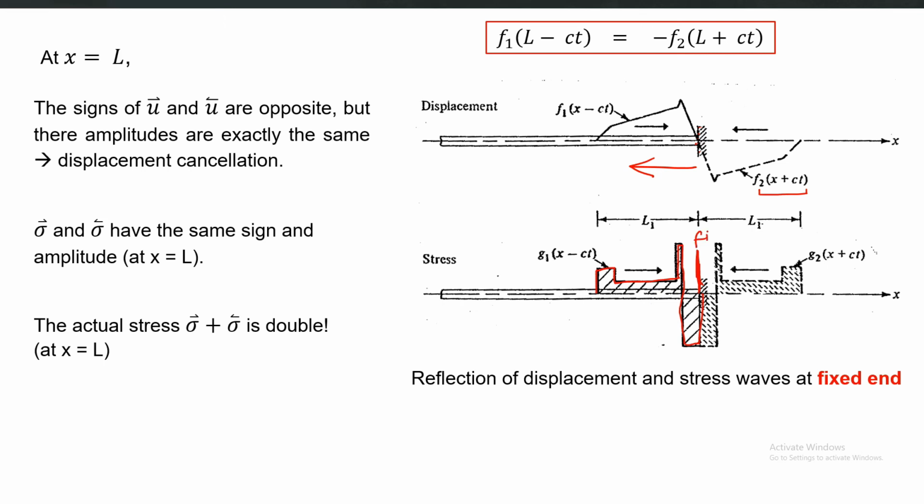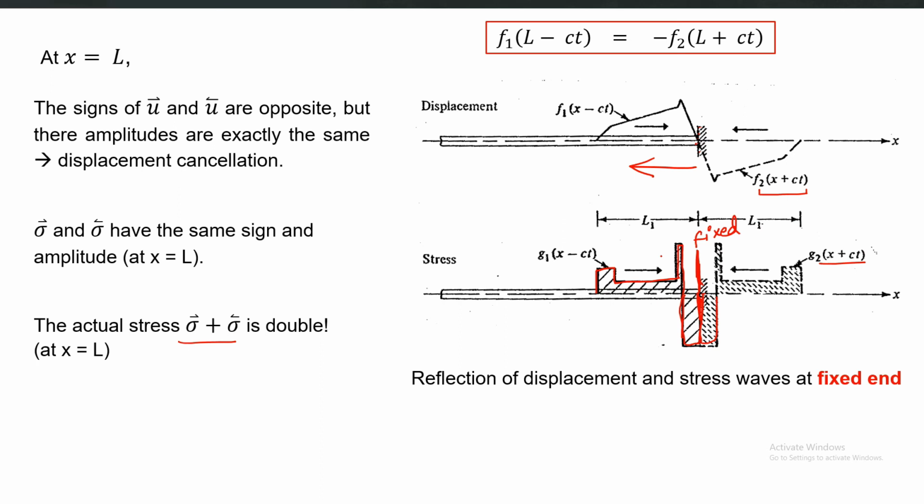So this is the fixed end. Now at that fixed end, the same direction, the G2 function will have the same shape. If this is minus, this is also minus. So basically at the fixed end, they will add up into each other. At the fixed end, the stresses will become double, but the deformations will just cancel out each other. So displacements will be cancelled out, and the stresses will be added up and doubled.